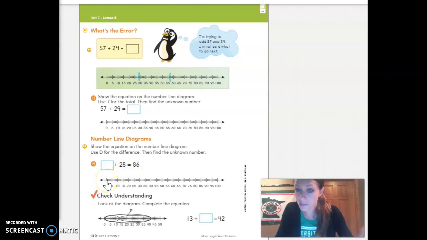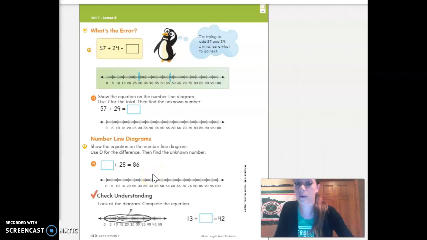And then I can find my difference, just like you did in lesson number 3. You can find your difference that way if you have your total looped and the other addend, to find what the second addend would be, because you will need to subtract. So whatever your difference is, that is what your answer will be.